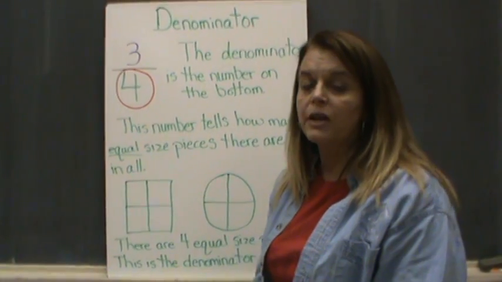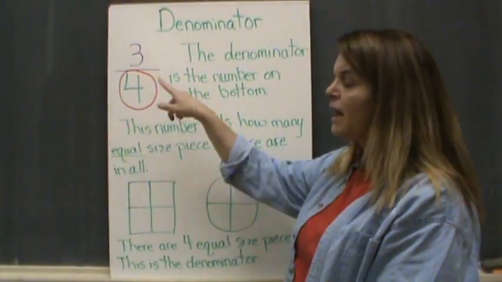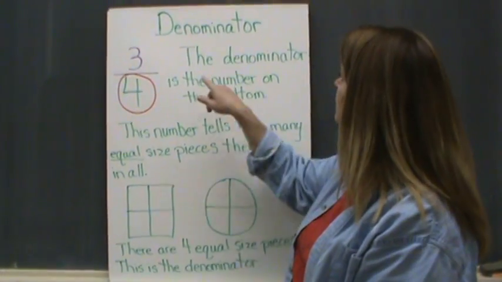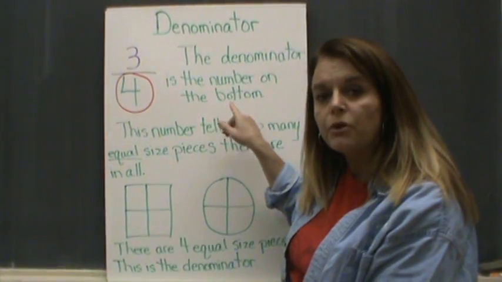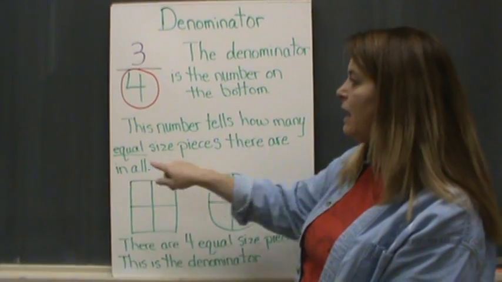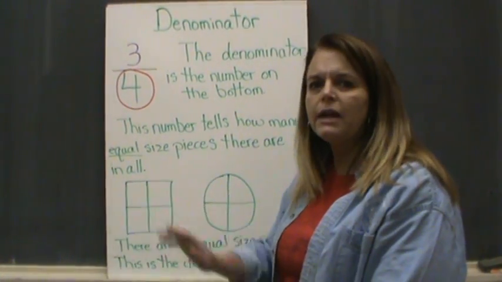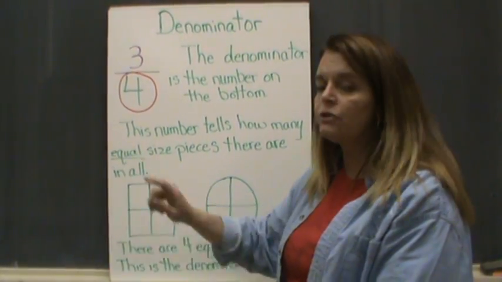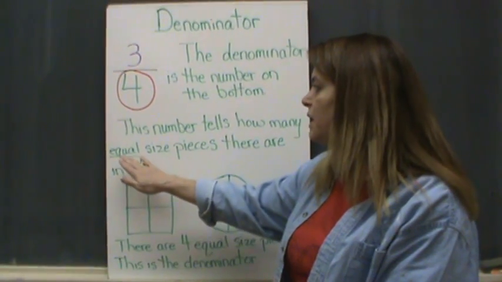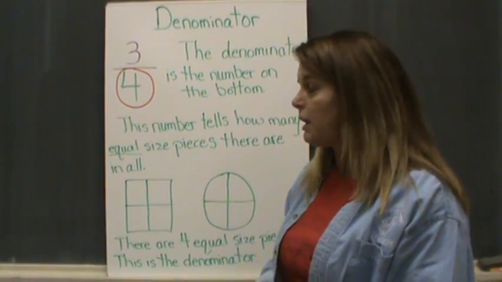The other number in the fraction, the number on the bottom, is called the denominator. I have it circled here, and in my example, 4 is my denominator. The denominator is the number on the bottom. This number tells how many equal size pieces there are in all. And it's very important that you notice I underlined the word equal. We're going to talk about this a little bit more, but it's very important that the pieces you have must be equal.